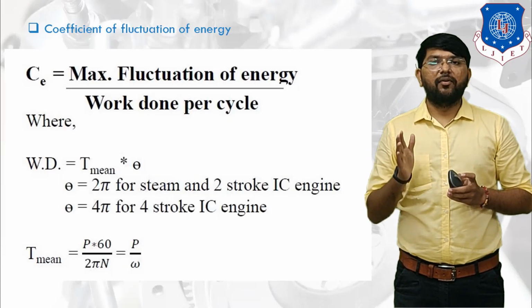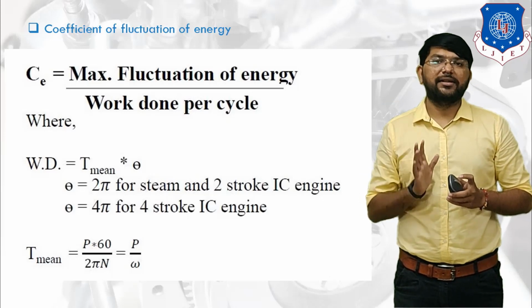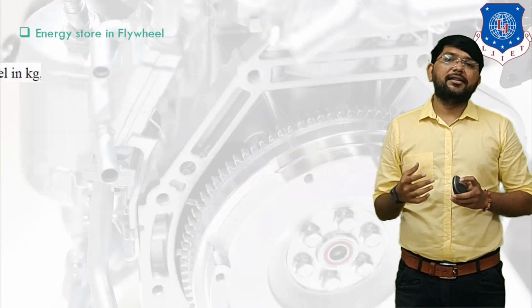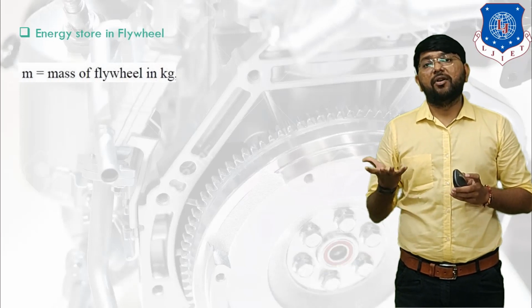So this is the equation for the coefficient of fluctuation of energy. It is the ratio of maximum fluctuation of energy, that is delta E, divided by work done per cycle. Clear? Okay. Now the third topic is energy stored in flywheel. Clear? Now a flywheel stores energy in the form of kinetic energy.